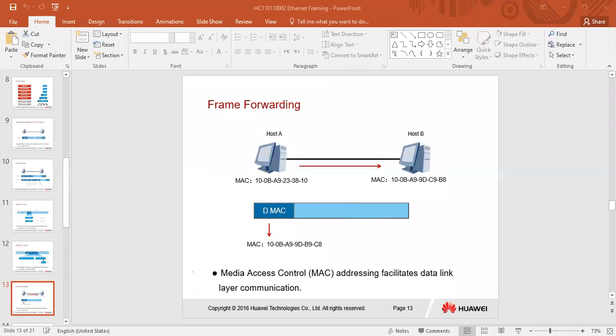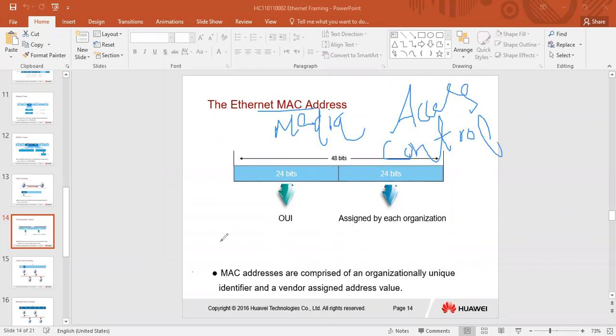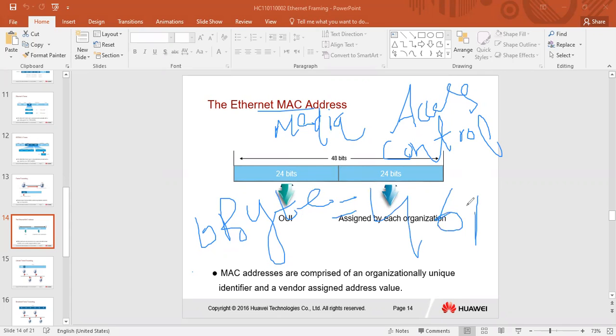Next is the MAC address. As I have already discussed, what is a MAC address? MAC is the abbreviation of media access control. It is a physical addressing. It is a 48-bit address, or 6-byte address. It is a 6-byte or 48-bit physical address.